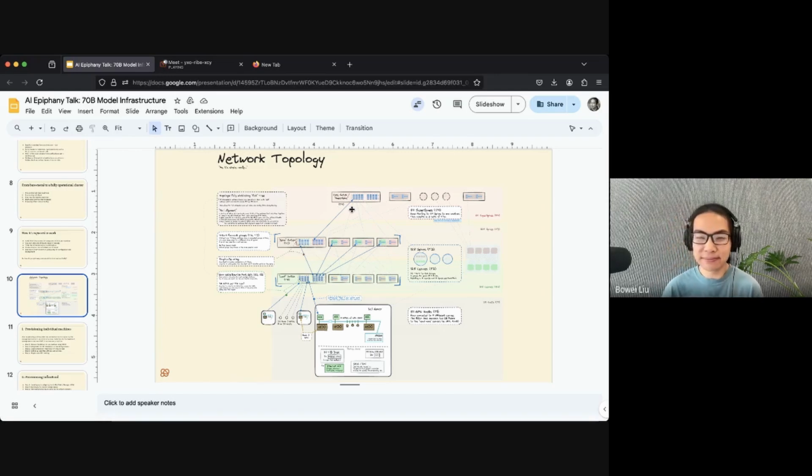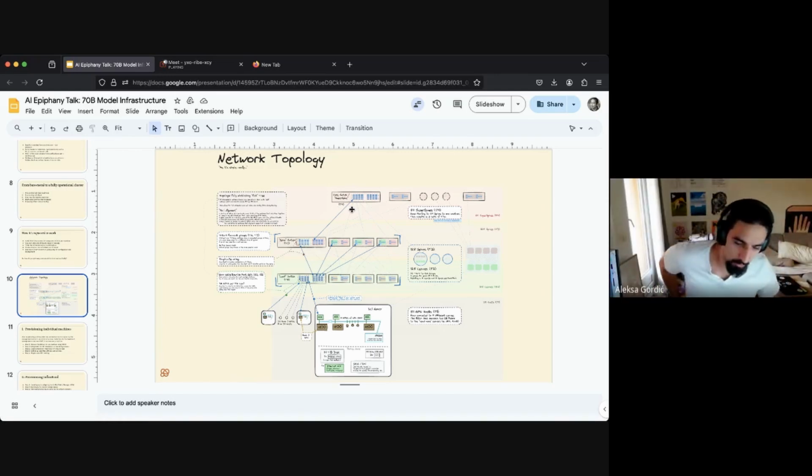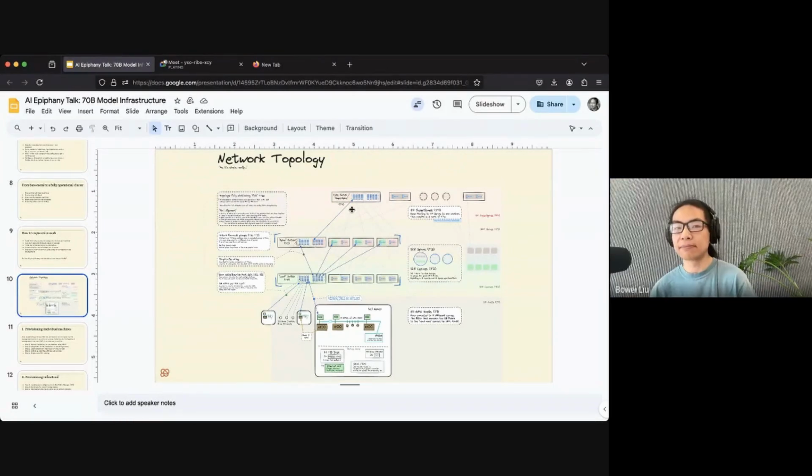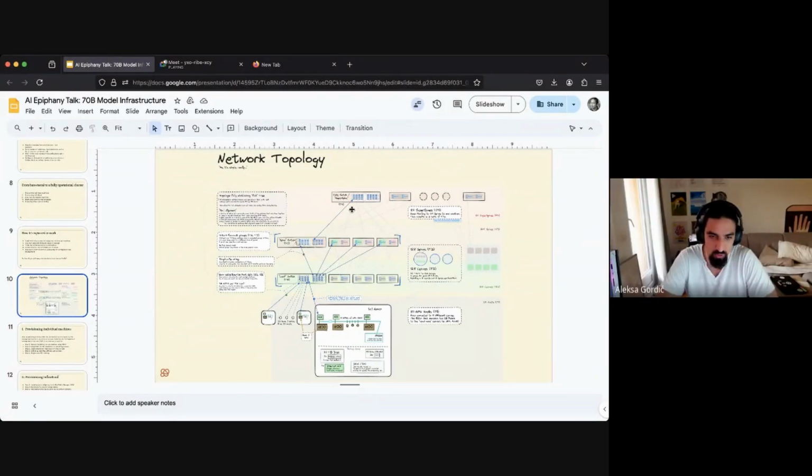Quick question here: how much of this network topology is off the shelf? Did you have to think through multiple design options and then pick one, or did you have to do it completely custom? Can you maybe walk us through?